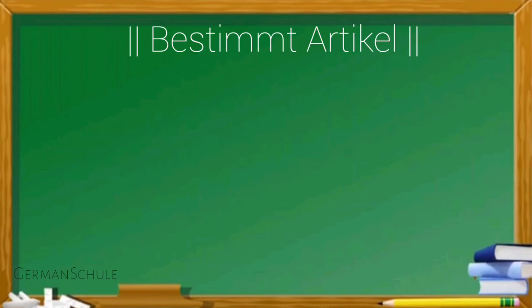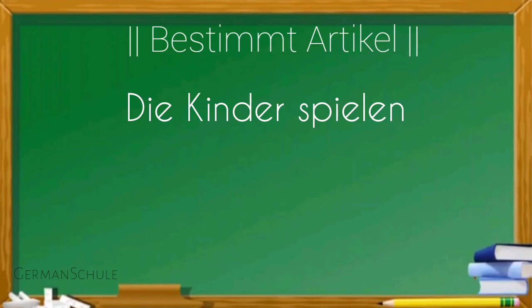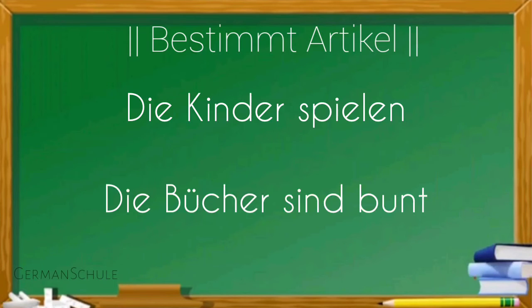Let's look at the plural article. Die Kinder spielen. The children are playing. Similarly, in the next sentence, die Bücher sind bunt. As you can see, the article for plural is the same as the article for feminine and it's die.